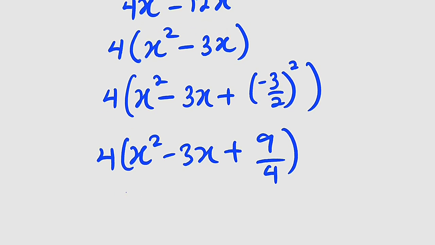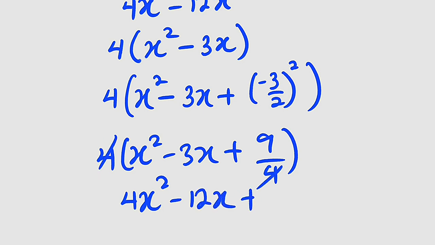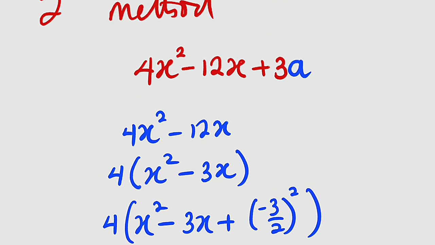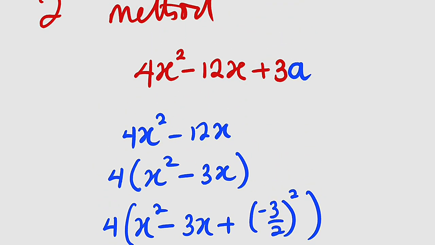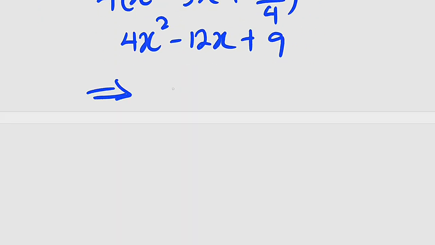We have 4 times x squared is 4x squared, minus 3 times 4 is 12x, plus this 4 will cancel this 4, right? So we have only 9. So it means that we need 9 for this expression to be a perfect squared expression. But remember, what we have at the end is just 3a, not 9. So we are going to relate this 9 and this 3a. This implies that 3a must be equal to 9 for that expression to be a perfect square.